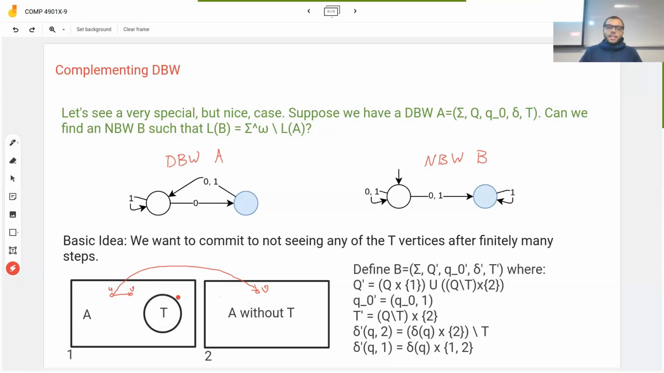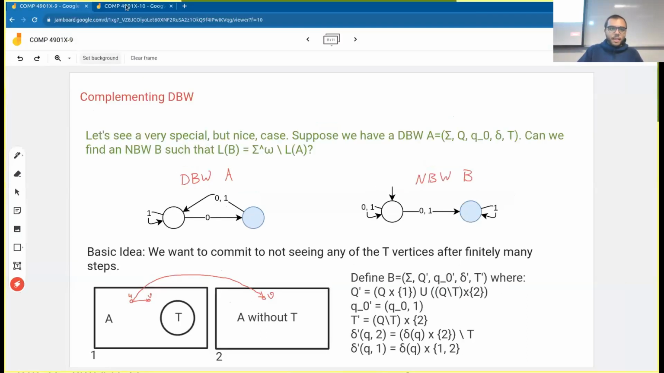Another way of looking at this is, suppose I have a word that is accepted by A. It means that there was one run in A that was accepted over this word. So if I want to compute the complement of A, I have to make sure that none of the runs over this word are accepted. Previously, since I had just one run, I could just make sure that that one run is not accepted anymore. But here I cannot do it because I have many different runs.